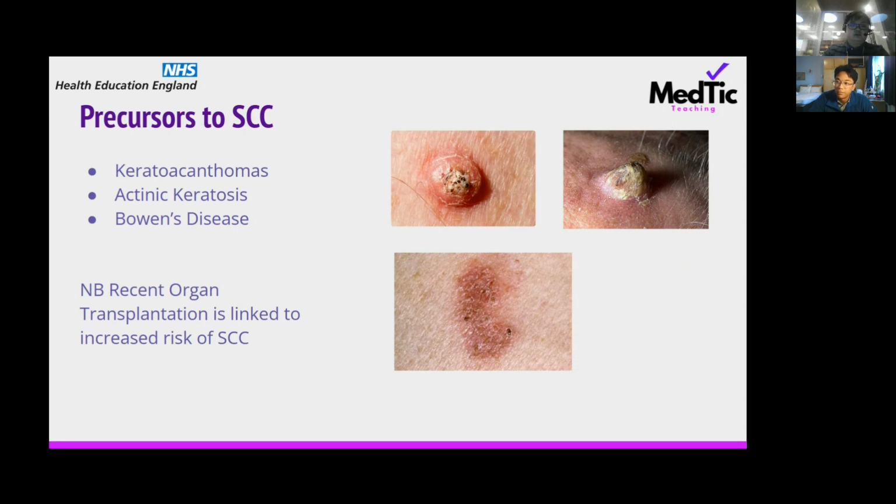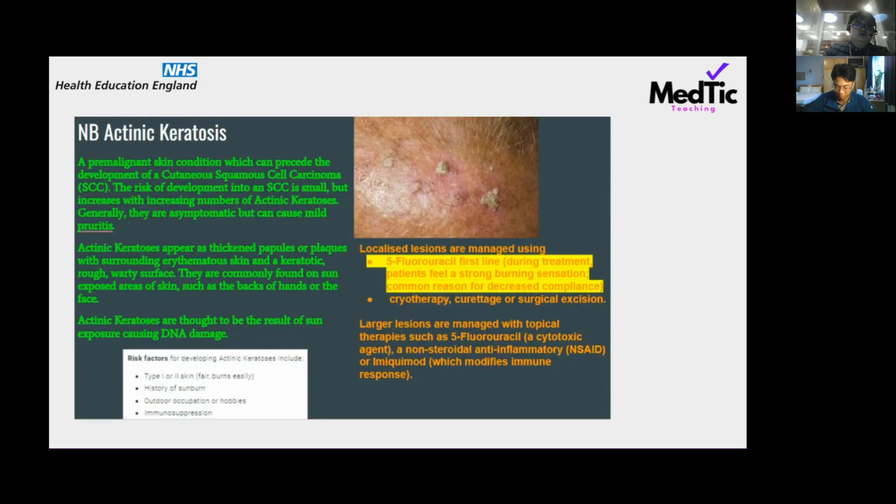And then we just quickly go for the next slide, just to quickly go through actinic keratosis, which are these small dots which are located on follicle-heavy parts of the skin as well. And the main treatment for this is 5-fluorouracil as well.